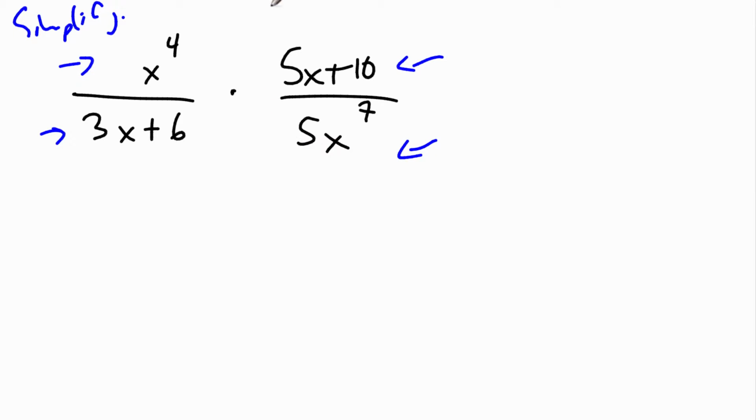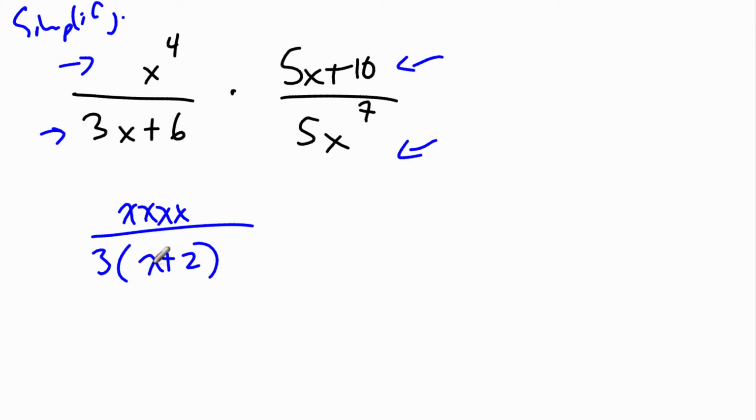And then anything that's on the top that's the same as something on the bottom, you can cancel those out as a factor of 1. So here I have x to the 4th. I guess you could write that as x times x, so 4 x's. On the bottom, 3x plus 6, I could factor 3 out, and I'd be left with x plus 2.